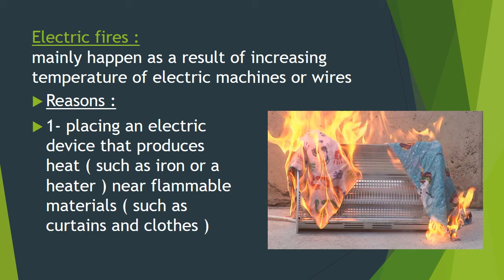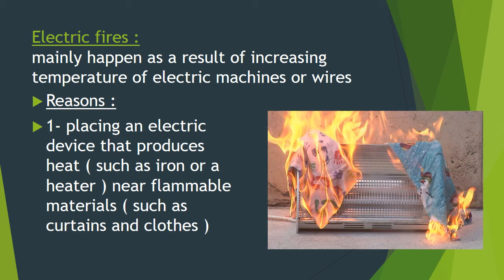First, let's talk about electric fires. They mainly happen as a result of increasing temperature of electric machines or wires. What's meant by this? This means that the wire or the electric machine itself produces or emits heat, okay? This heat means increased temperature, and this increased temperature can lead to fire. This is called an electric fire. So let's take more reasons.